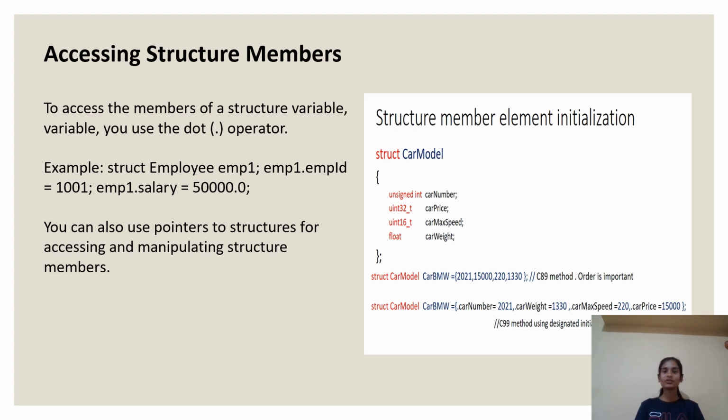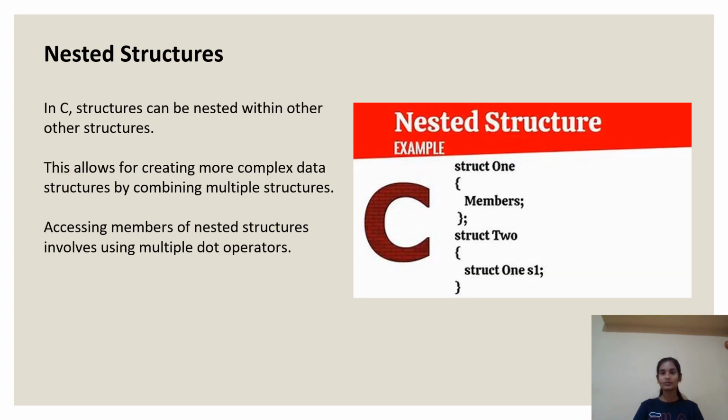Accessing the structure members. To access the members of a structure variable, you use the dot operator. For example, struct employee employee1; employee1.id = 101; employee1.salary = 50000.0. You can also use pointers to the structure for accessing and manipulating structure members.